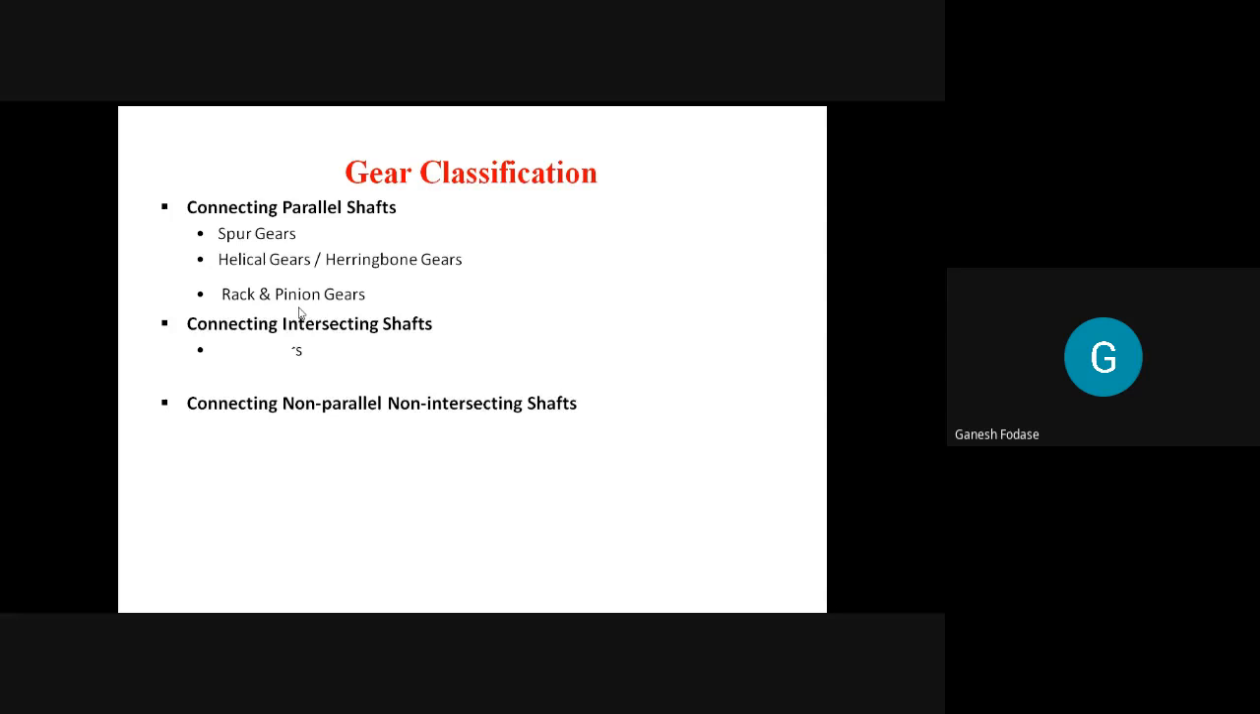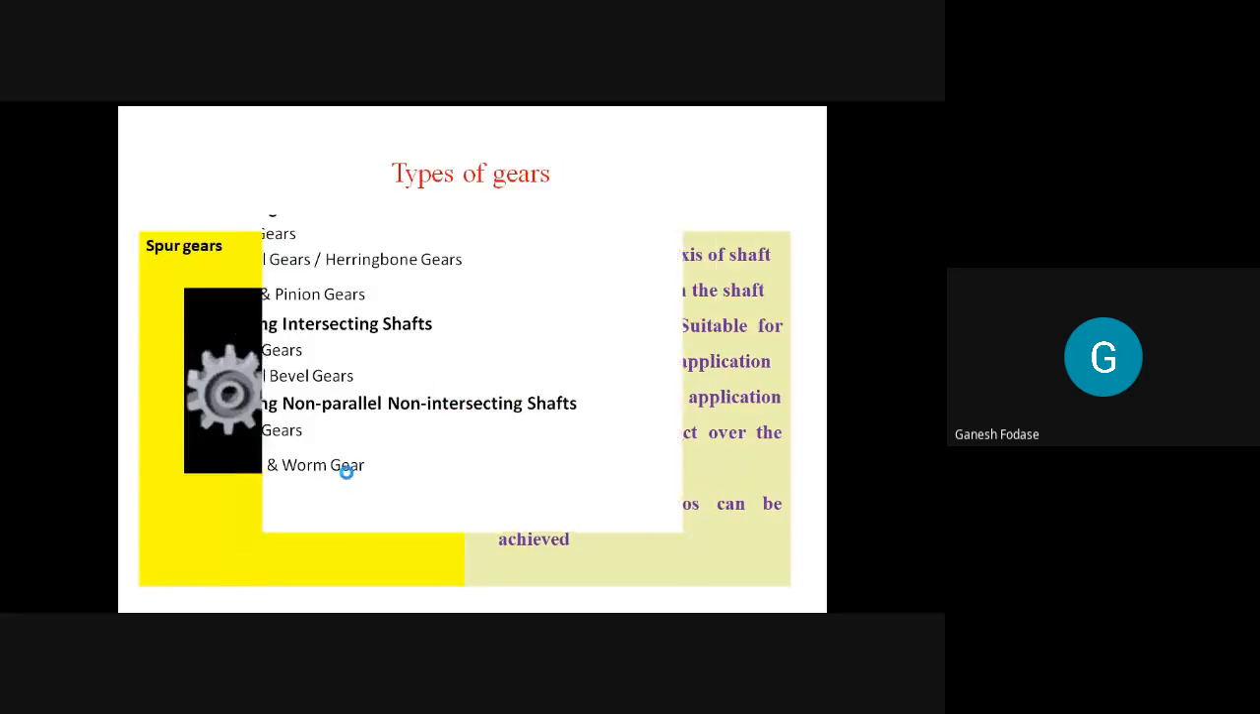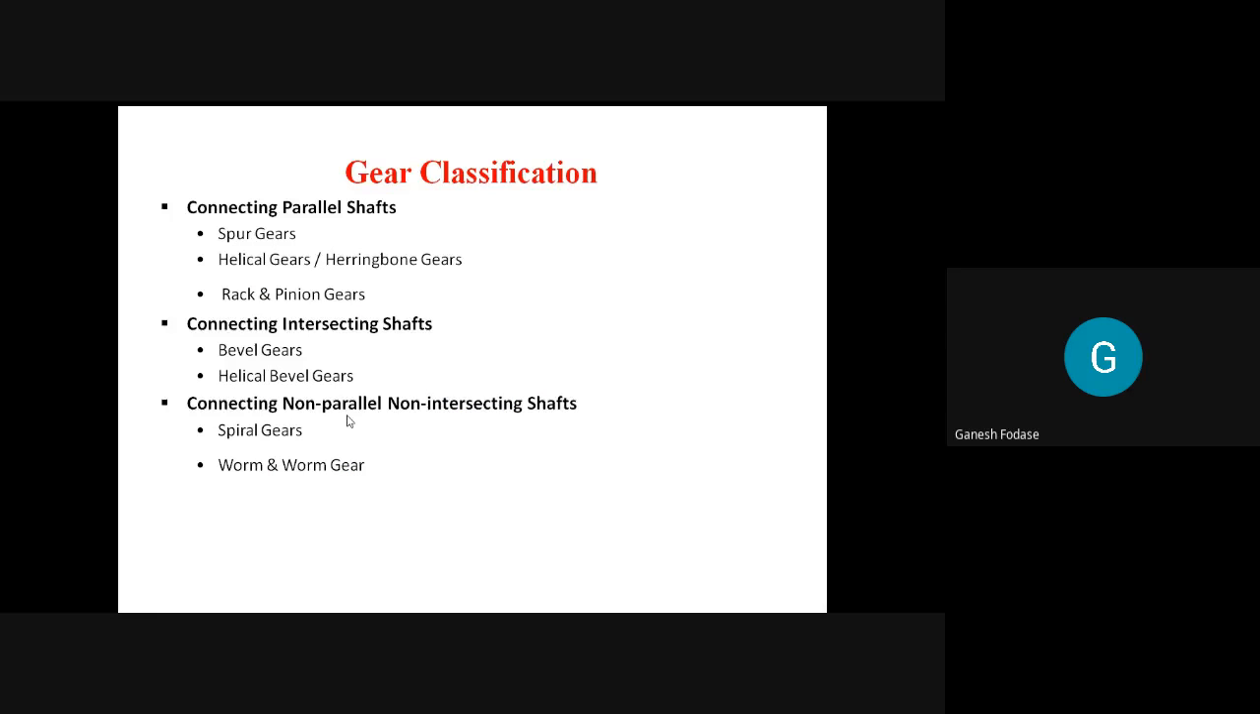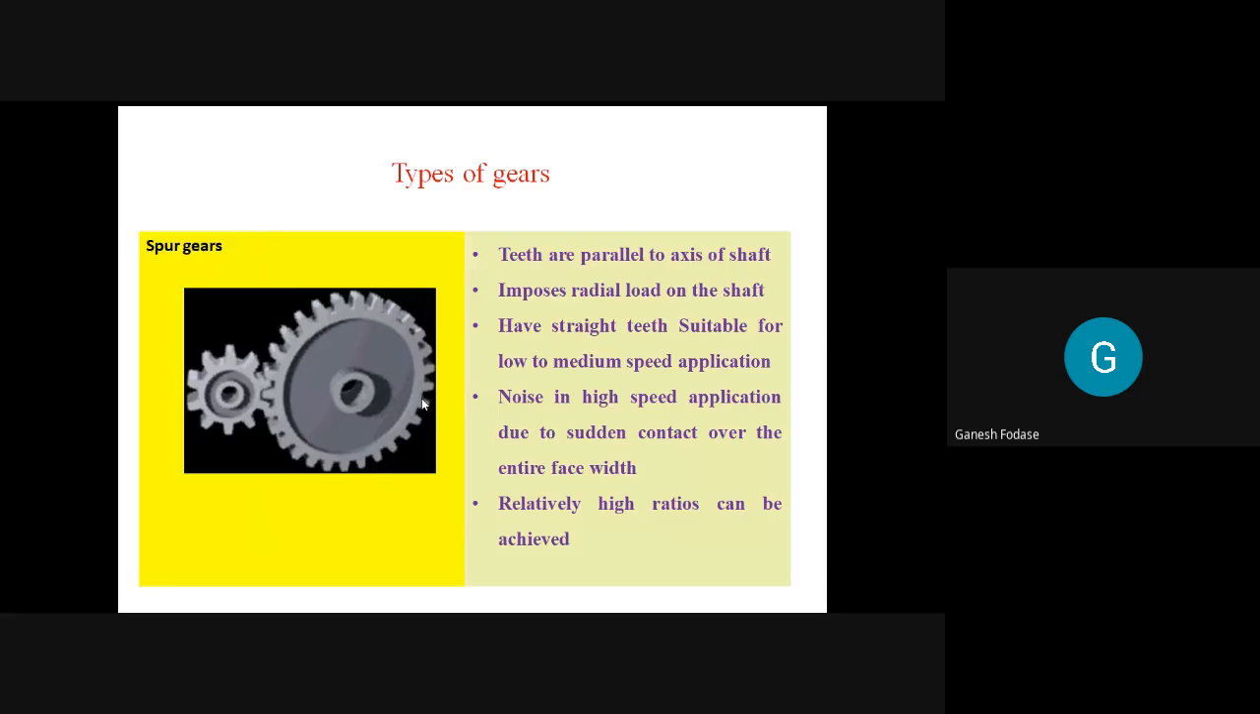To transmit power between intersecting shafts, the gears are bevel gears and helical bevel gears. To transmit power between non-parallel, non-intersecting shafts, the gears used are spiral gears, and worm and worm gear. So this is the basic classification we made based on the shaft arrangement of gears. Here we already had a brief discussion about each gear. I will not discuss this now in detail because in unit number 1 and unit number 2 we are going to discuss different gears like spur, helical, bevel in detail. At that time this will be discussed.